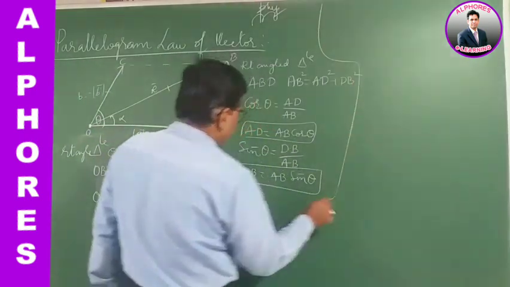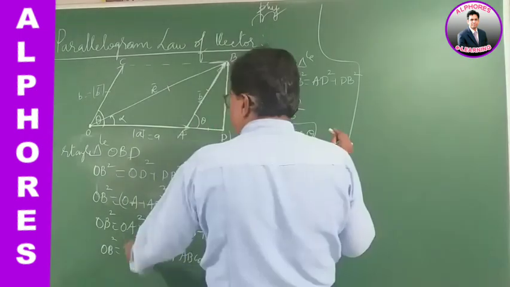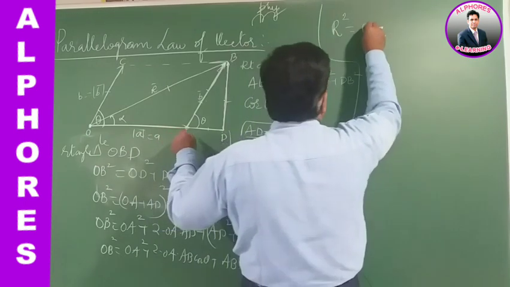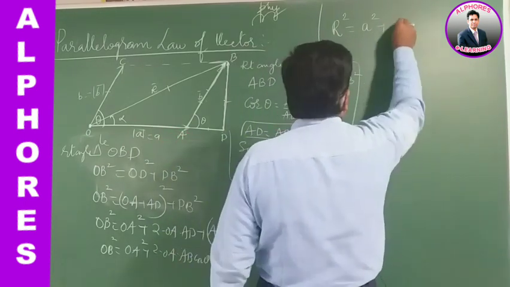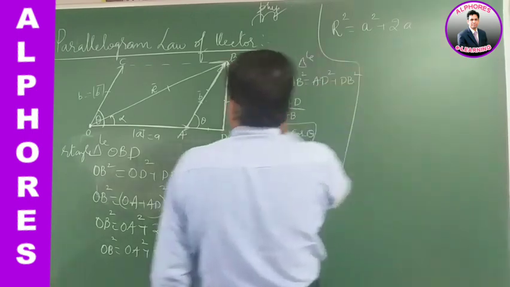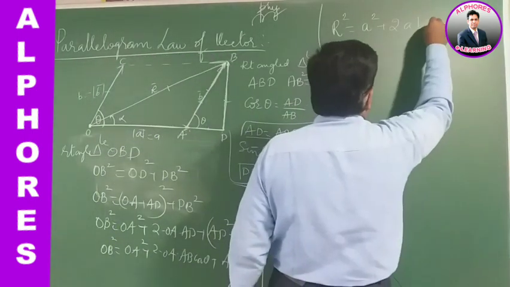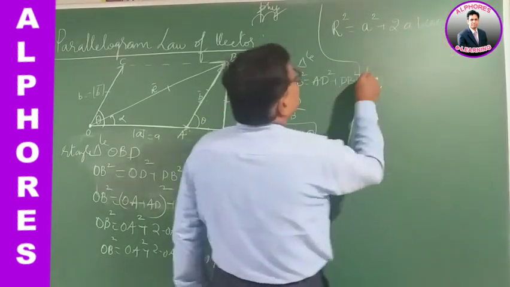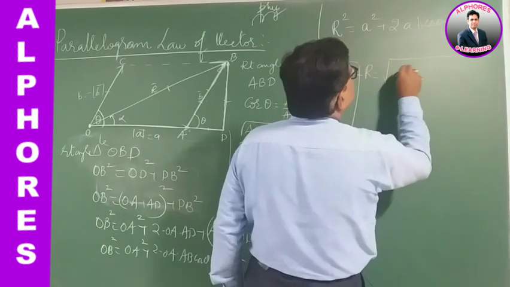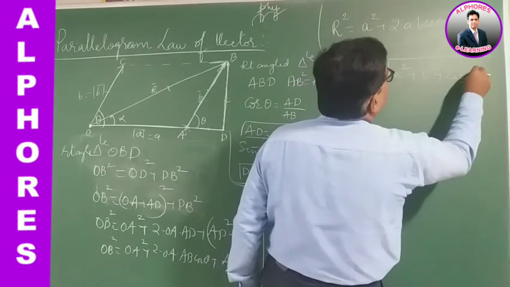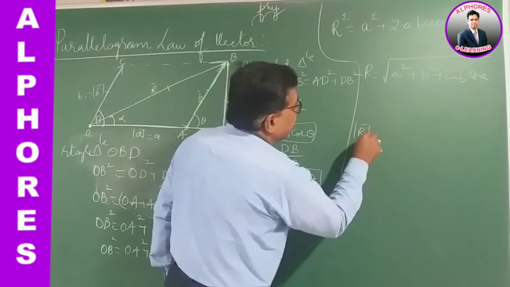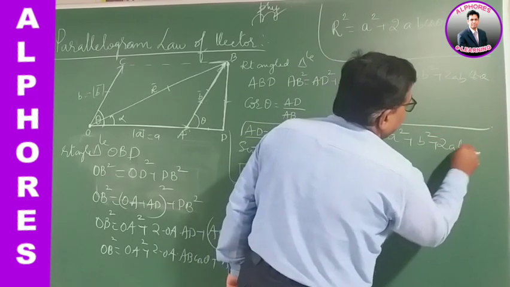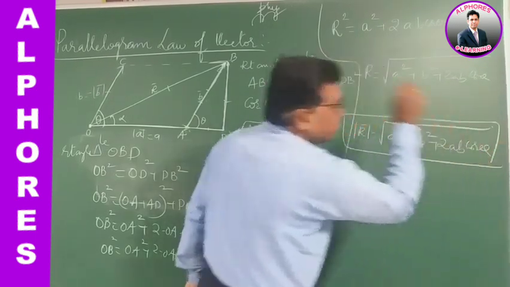Now I can write the resultant OB as R. R square is A square plus 2 OA AB cos theta, and AB is B, so B cos theta, plus AB square, which is B square. So R is the root of A square plus B square plus 2AB cos theta. This is the magnitude of the resultant vector.